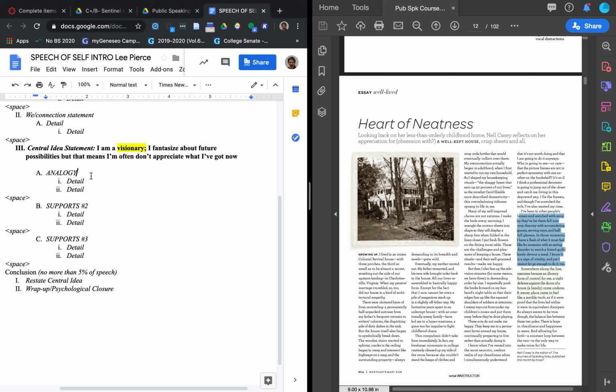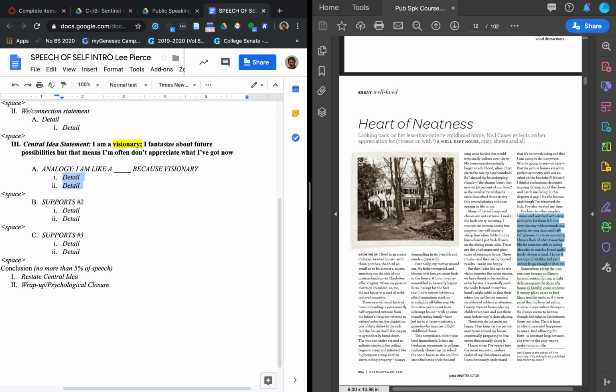So whatever I compare my analogy to, I am like A, and then I want to come up with what that is because, right, visionary. It has to work that way. So the idea that you're transferring in the analogy has to be the same as the idea from the speech of self-introduction. And then I want to really lay that out. So I'm going to spend 30 seconds, 45 seconds, several sentences really laying that out. So let's see how Jeffrey does that.